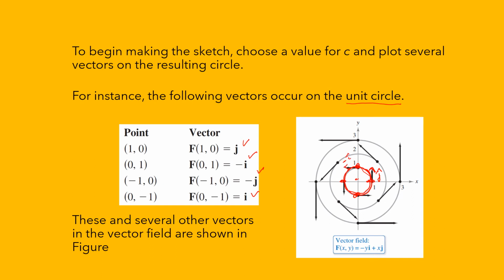The same way, at the point (-1, 0), you need negative j. So it is the opposite direction of j. So this is my negative j. And here I have positive i. So it looks like these vectors are drawn on this unit circle, and it looks like they are all in the anti-clockwise sense.